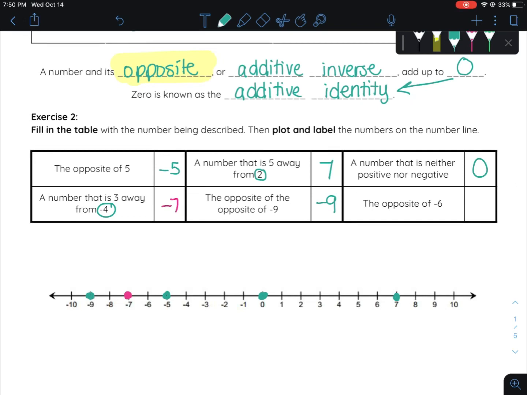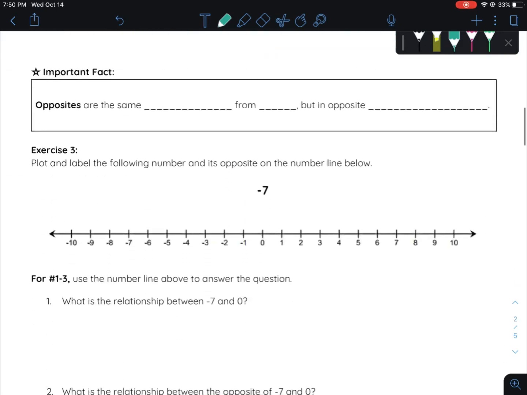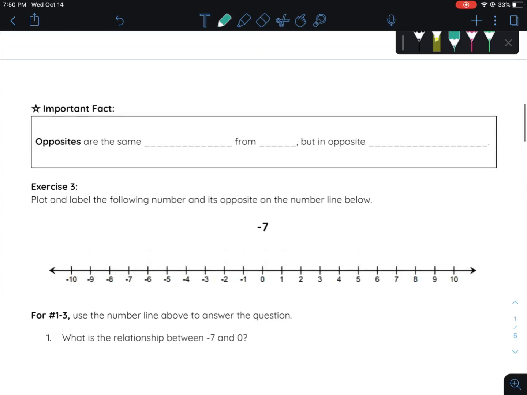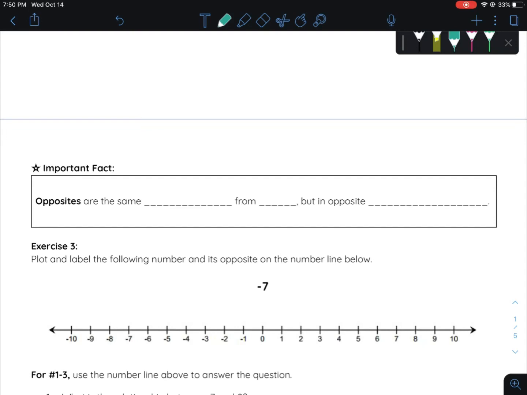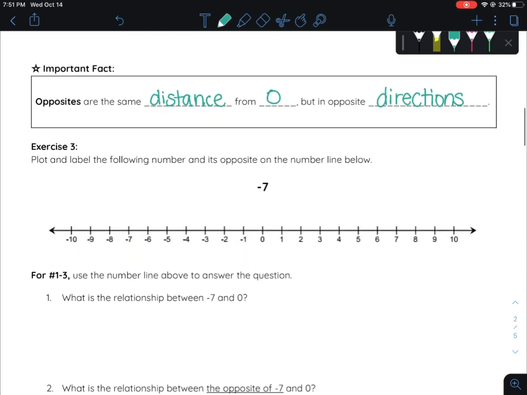And finally, the opposite of -6. It's negative, make it positive. So that's going to be 6. All right, moving on. Here is something that you should notice. Opposites are the same distance from 0, but in opposite directions. Let's explore that idea right now here in exercise 3.